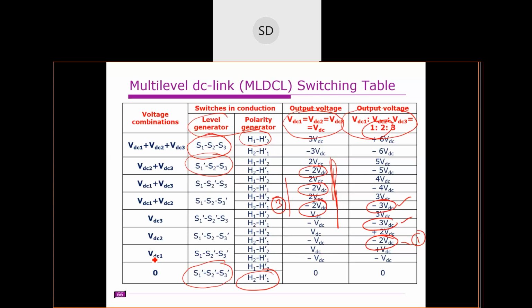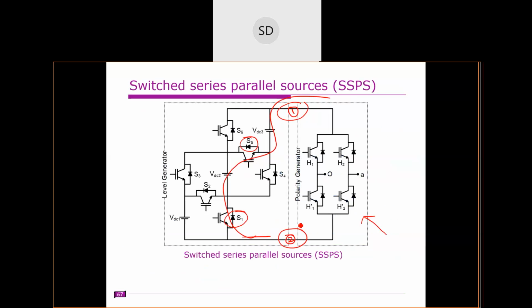In the earlier case, if you notice, we needed to turn on 3 switches at any time, right? But here you are turning on only 2 switches. To obtain 3 VDC also you need to turn on only 2 switches. S2 and S5 we turn on to obtain 3 VDC. Similarly, if you want only 1 VDC, you can turn on this switch, right? This is to bypass these two DC sources.